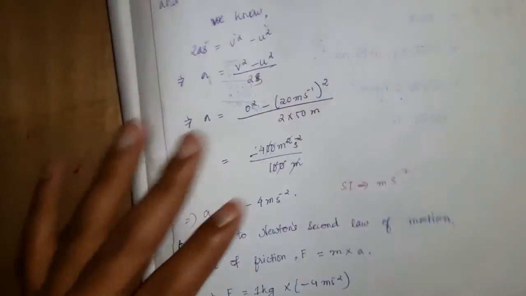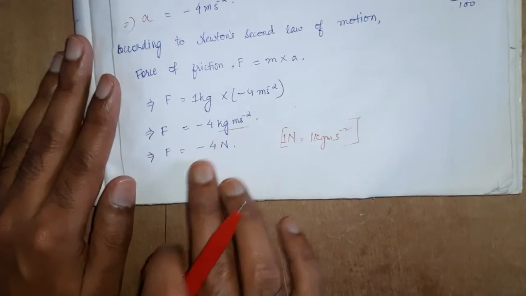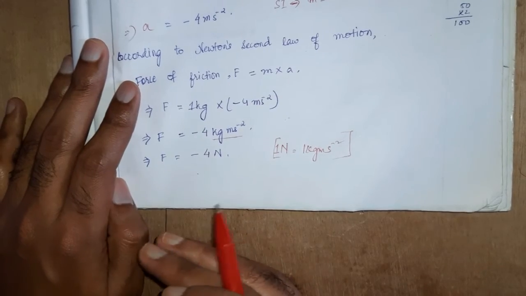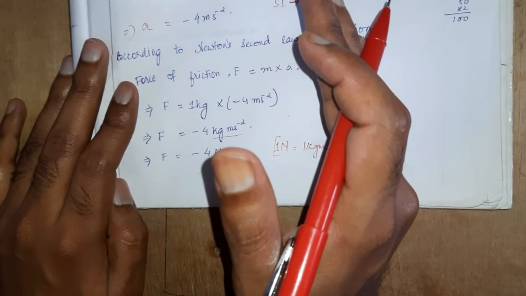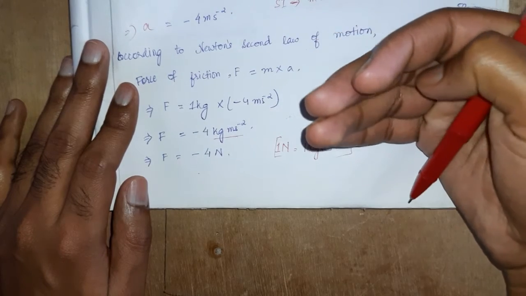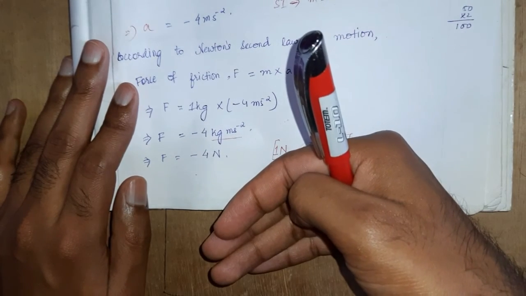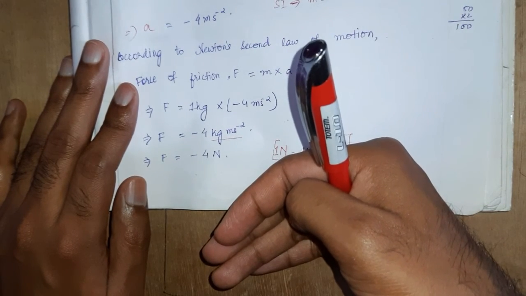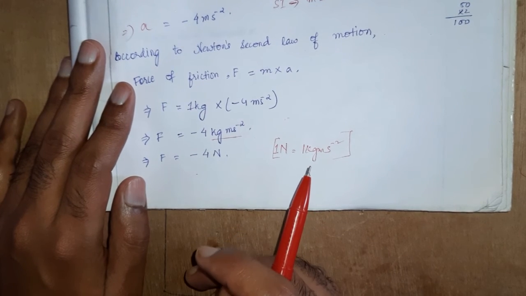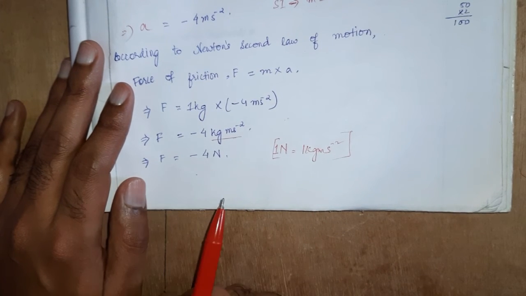And why is it negative? This negative sign indicates that the force of friction is acting in the opposite direction. Since it is a force of friction, the force is acting in the opposite direction of the motion of the stone, to stop it. That's why it is minus. So whenever you find the force of friction, you will always find the result in negative form.